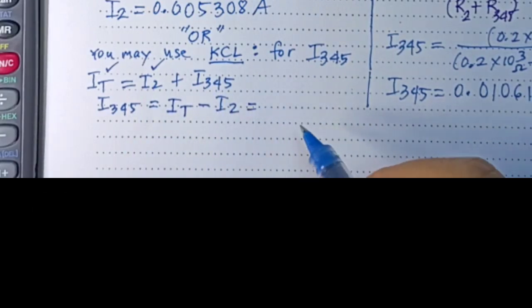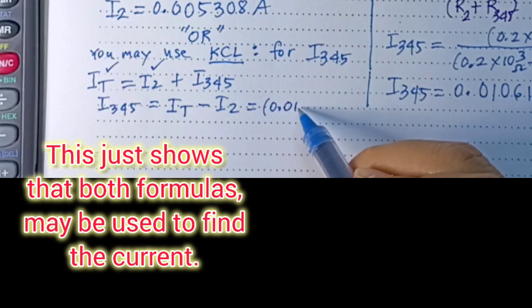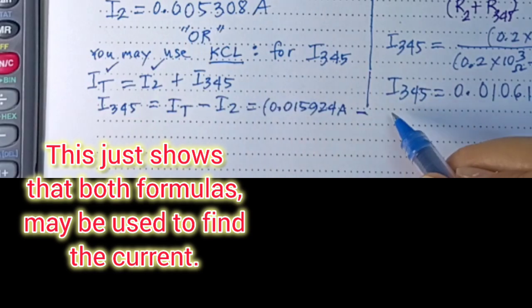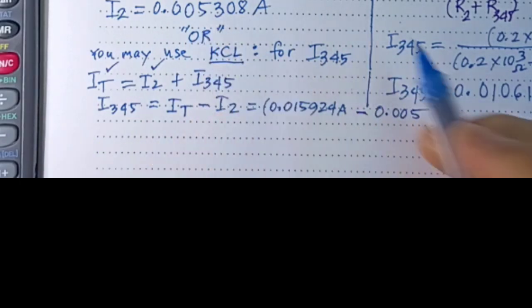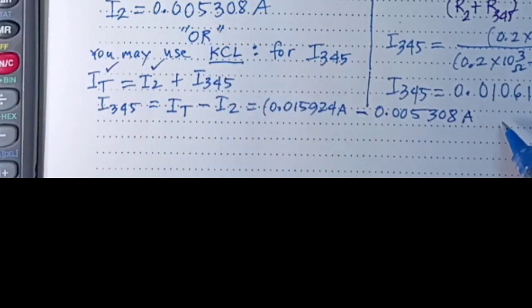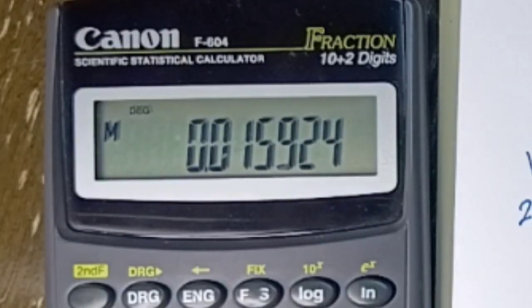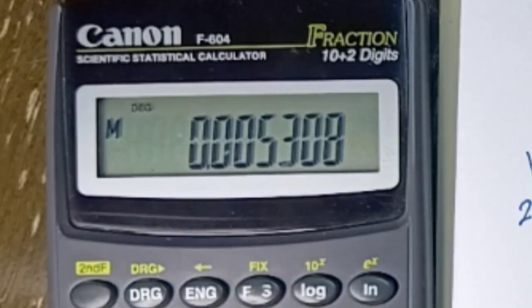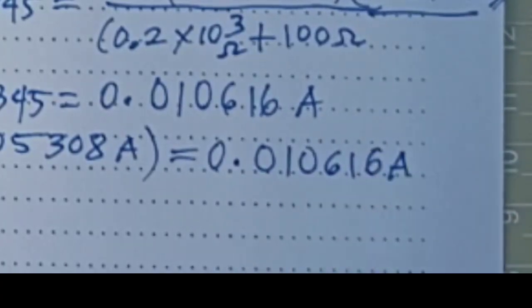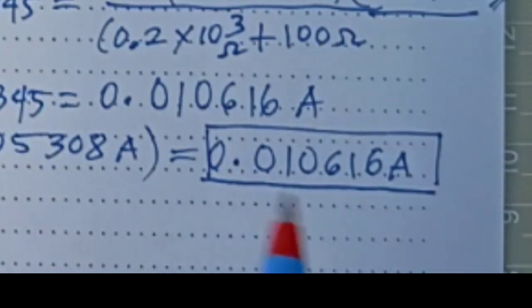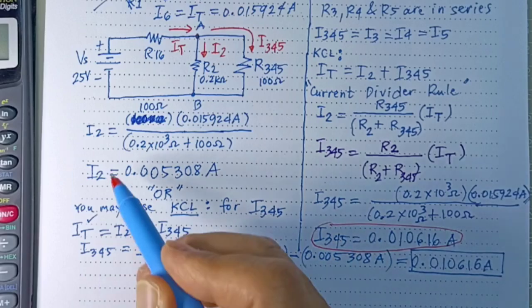So let's try it. Let's write 0.015924 amperes minus the I2 of 0.005308 amperes. And what will I get? If I subtract the two, right? So let's see, 0.015924 minus 0.005308, we will get 0.010616 amperes. See? So we will be getting the same answer as the I345 over here.